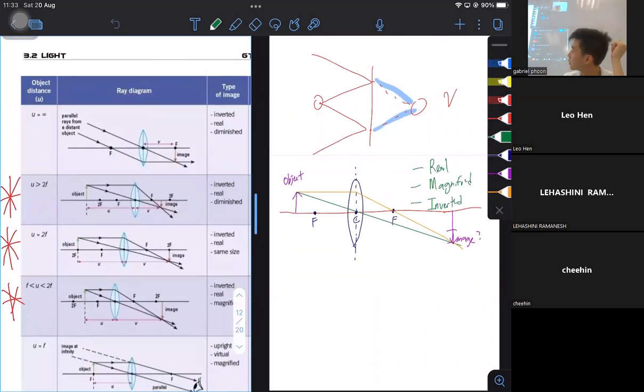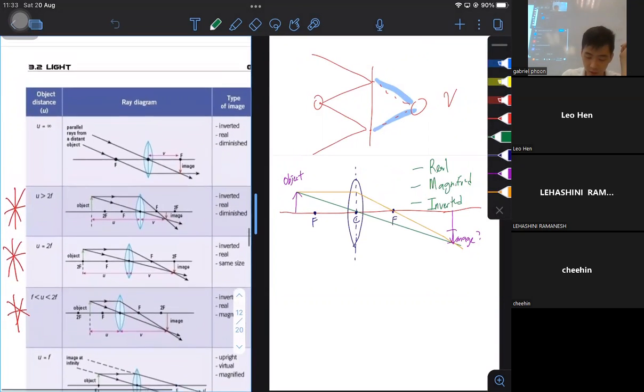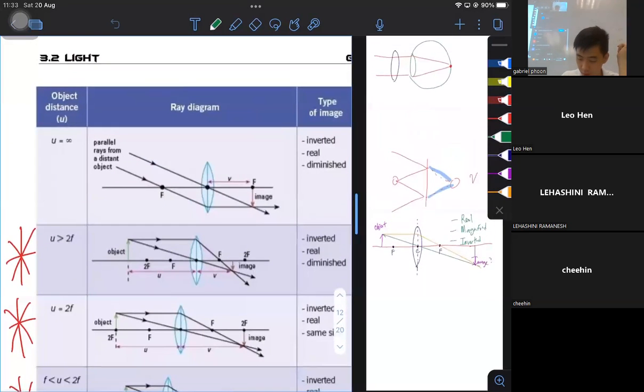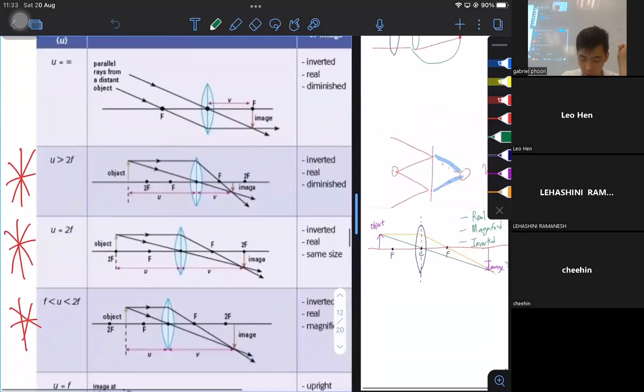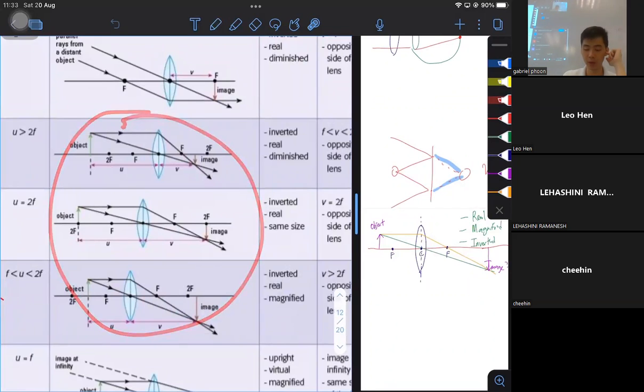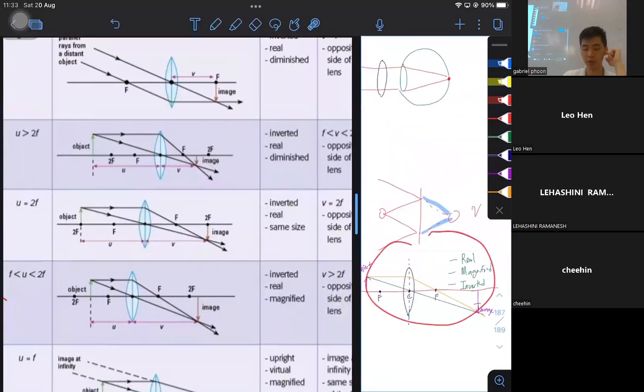Let me pull this here. You see this tree here? All of them are going to behave the same way. They will still go straight, cut through the focal point, cut through the optical center. This is the image. They go straight, cut through the focal point, cut through the optical center, and this will be the image here. So all of these behave the same way, like the first one I drew here.